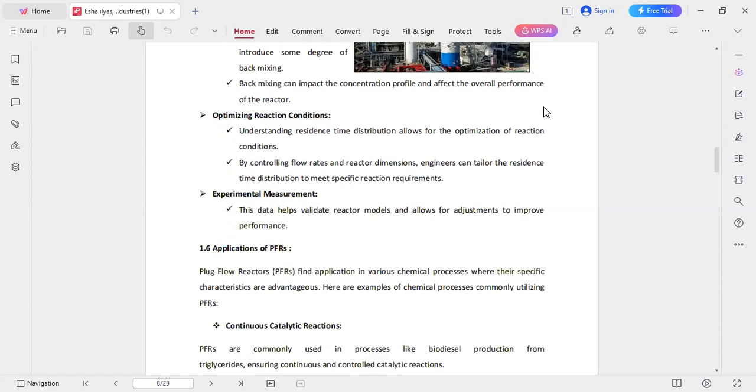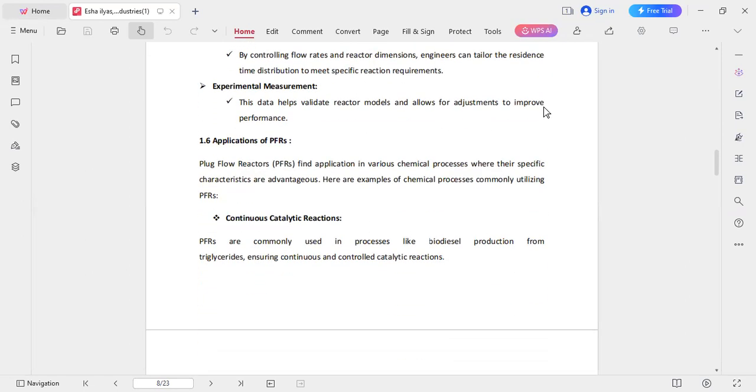Optimizing reaction conditions. Understanding residence time distribution allows for the optimization of reaction conditions. By controlling flow rates and the reactor dimensions, engineers can tailor the residence time distribution to meet specific reaction requirements. Experimental measurement. This data helps validate reactor models and allows for adjustments to improve performance.